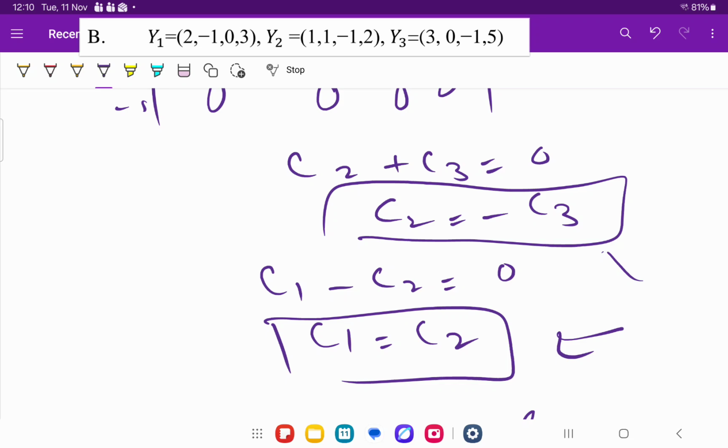I suggest you always apply row operations. And if one of the values is 0 and the others are not, is it independent or dependent? Dependent, because all values must be zeros. C1, C2, C3, all must be zeros to get a linearly independent system. Let's say you have 2 zeros and 1 non-zero, still dependent.